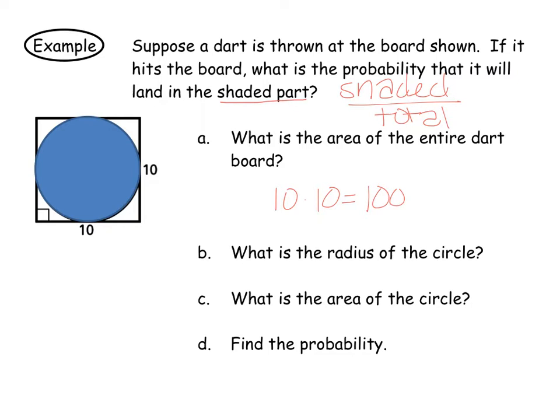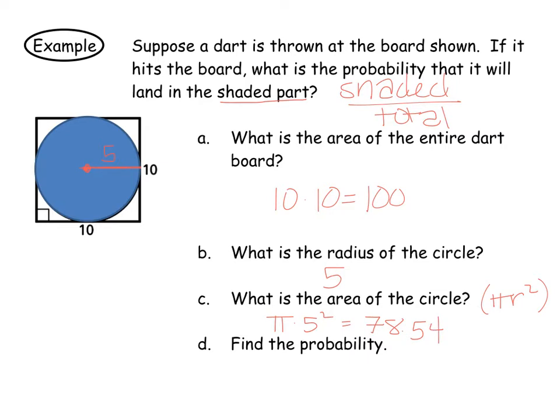So the radius of the circle, I'll draw it in here. If we see the radius, it's going to be half the total, which is going to be 5. So the radius is 5. And what's the area of a circle? Hopefully we know pi r squared. So I do pi times 5 squared, and you punch that into your calculator. So 25 pi is 78.54.